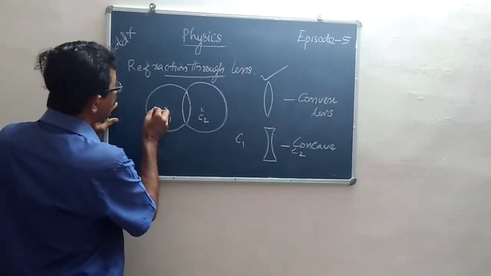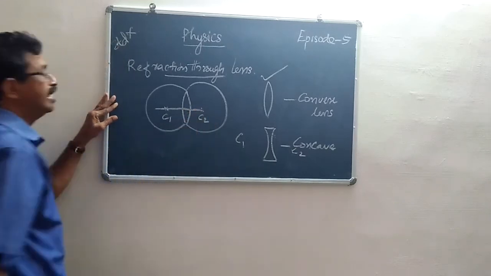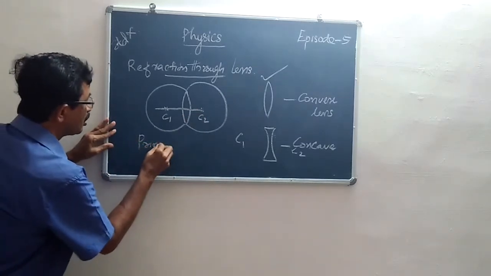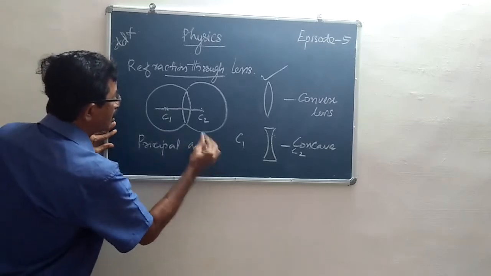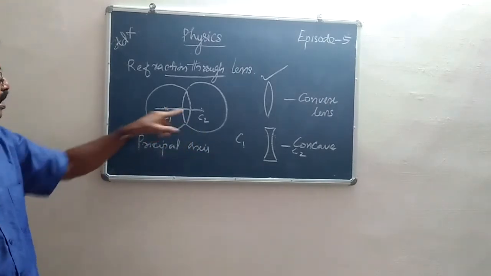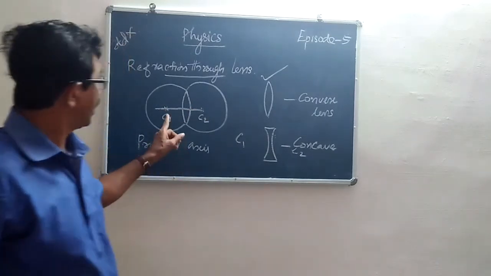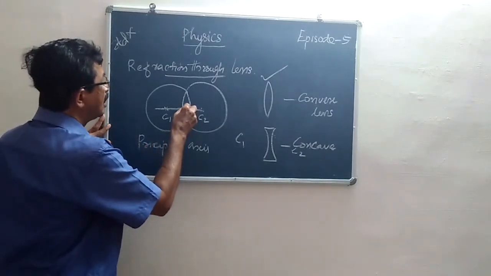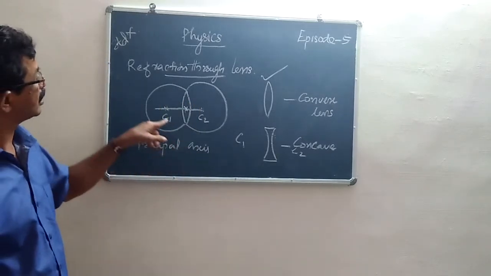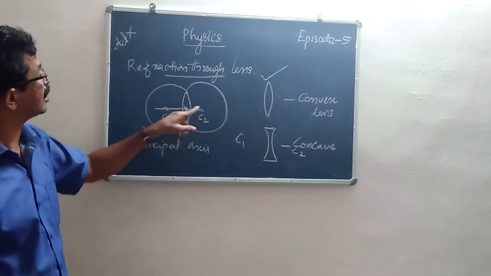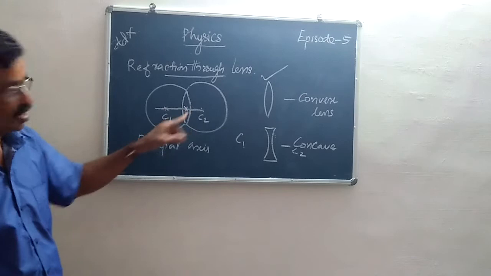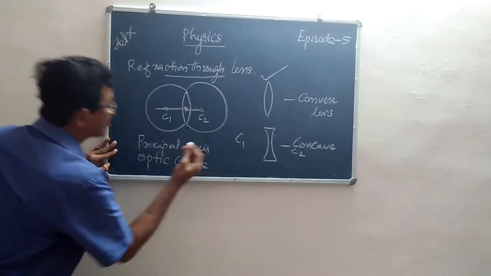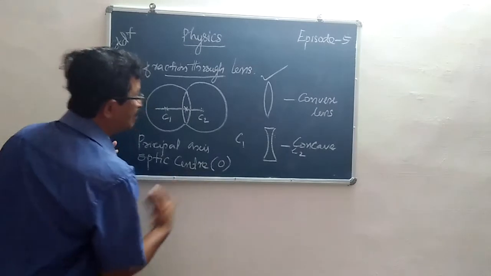Now, we can draw an imaginary line passing through these centers of curvature, and this imaginary line is called the principal axis. That means the straight line passing through the centers of curvature is called the principal axis, and it also passes through the midpoint of the lens. That midpoint is called the optic center, which we represent with the letter O.